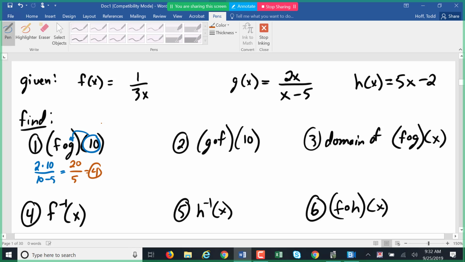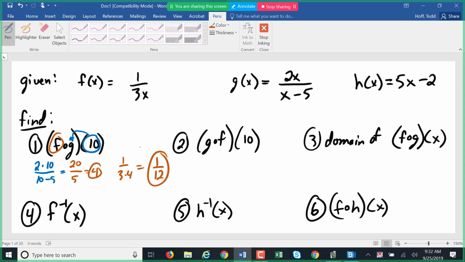Now that gets put into F. So F with 4 in it is 1 over 3 times 4, or 1/12. So F composite G of 10 is 1/12. Any questions there?